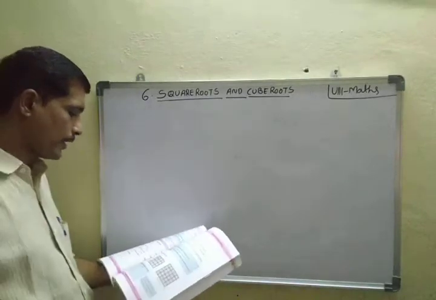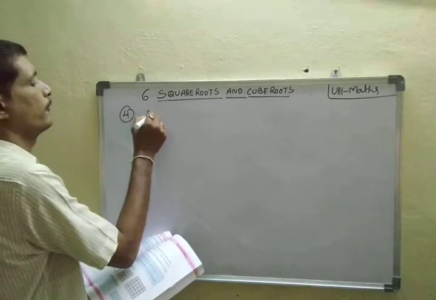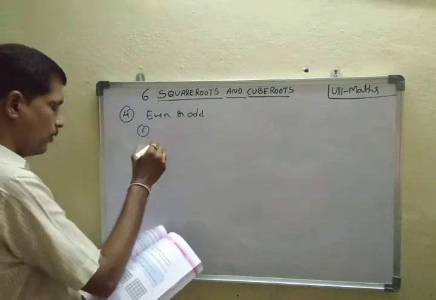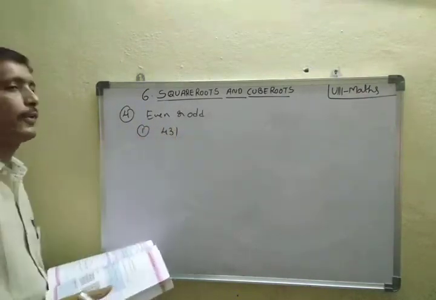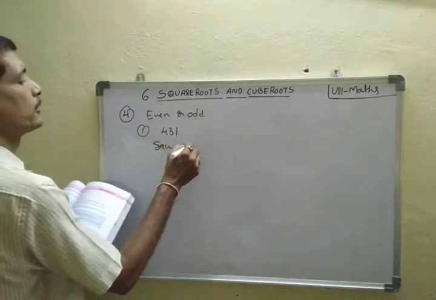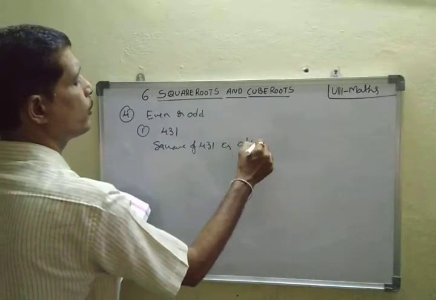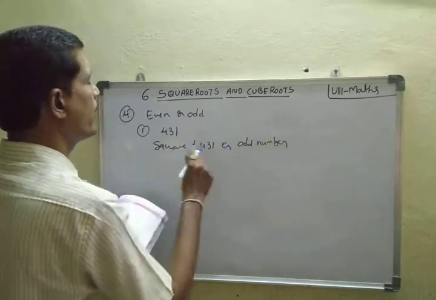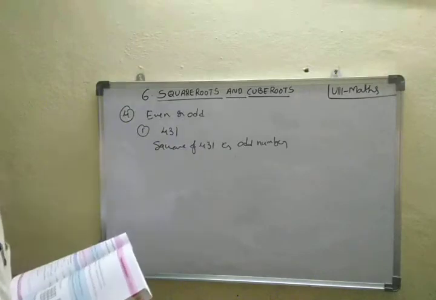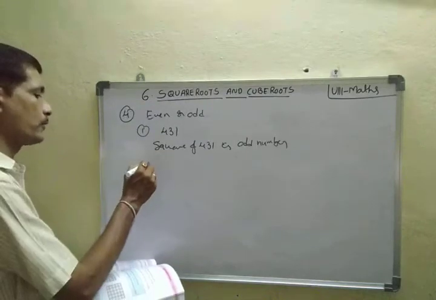Next one is find whether the square of the following number is even or odd. First given number is 431. 431 is an odd number. The square of 431 is also an odd number only. Why? Here 431 is an odd number, the unit digit is 1. 1 square, again the unit digit is compulsorily 1. The square of 431 is an odd number.